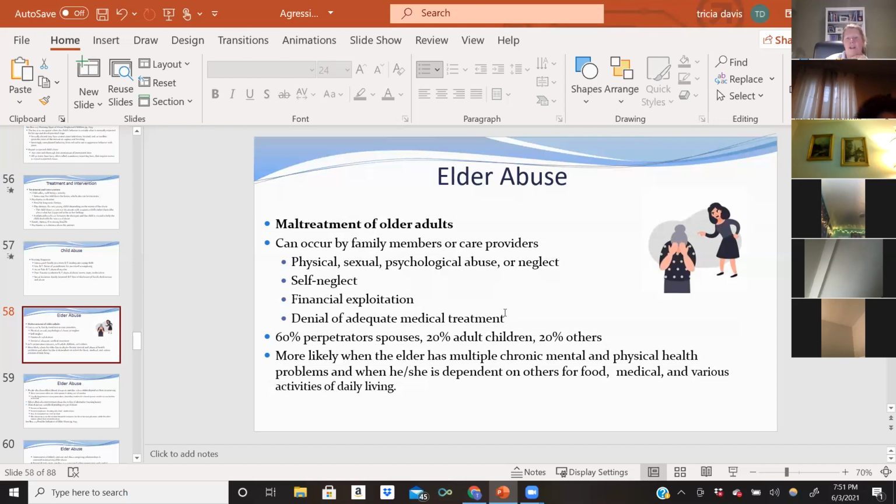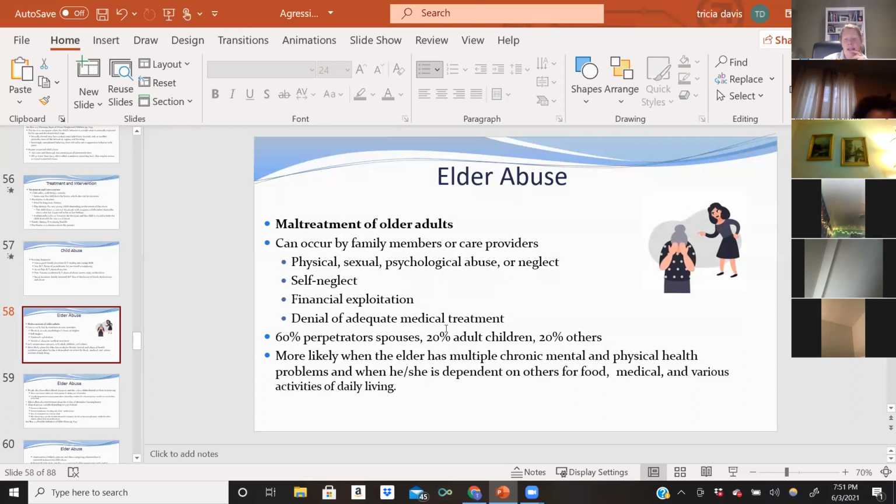So if they have a care provider or a family member who's taking care of them and they don't recognize issues that are going on, or if they're just overwhelmed and they don't seek treatment for issues that they can see, like if they have a cold or some type of infection. 60% of the perpetrators are spouses, 20% are adult children, and 20% are others, so family members or care providers. We see elder abuse is more likely to occur when the patient has multiple chronic mental and physical health problems, and when he or she is dependent on others for food, medical care, and various activities of daily life.